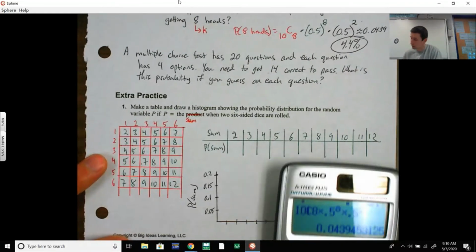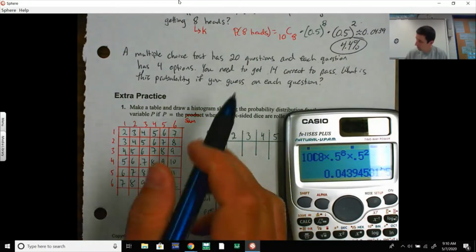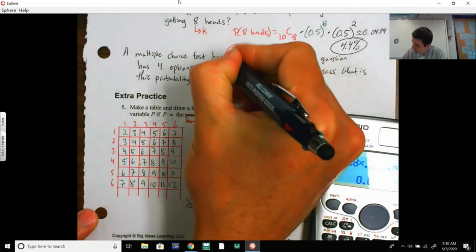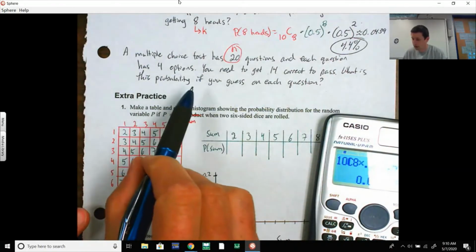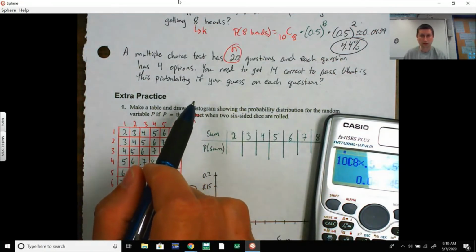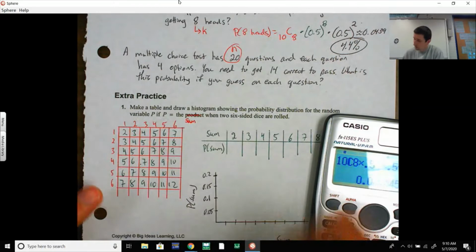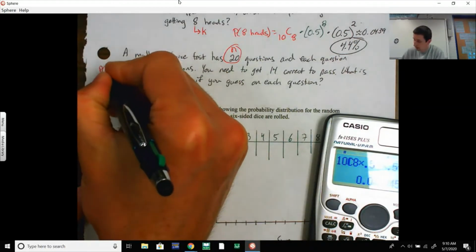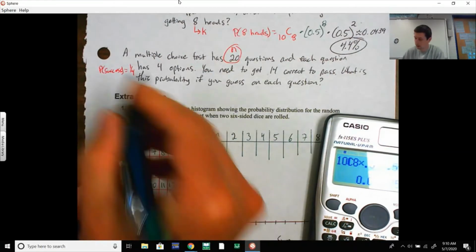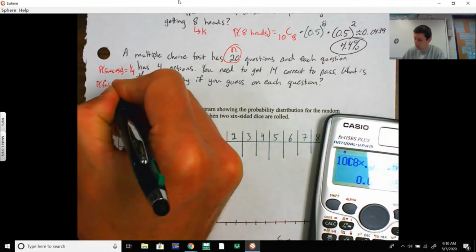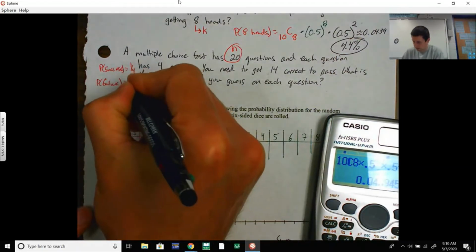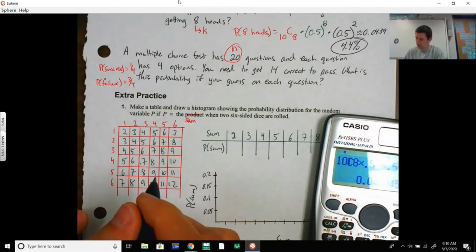Look at this example. A multiple choice test has 20 questions. There's your N. And each question has 4 options. You need to get 14 correct to pass. What is the probability if you guess on each question? If you have 4 options, the probability of success is going to be 1/4, or 0.25. The probability of failure, because on a binomial experiment everything has to be either success or failure, is going to be 3/4, or 0.75.